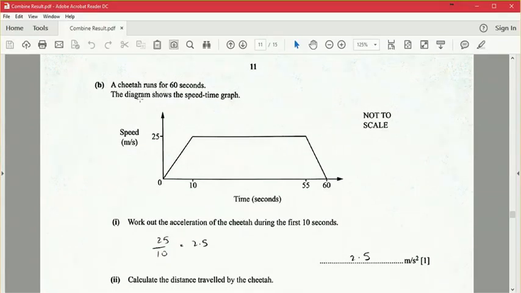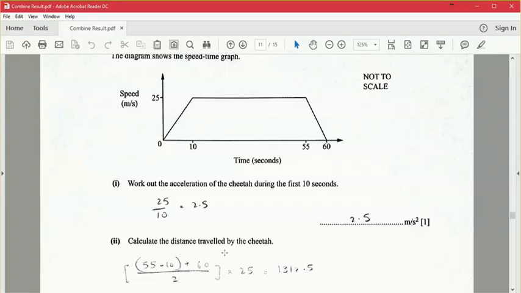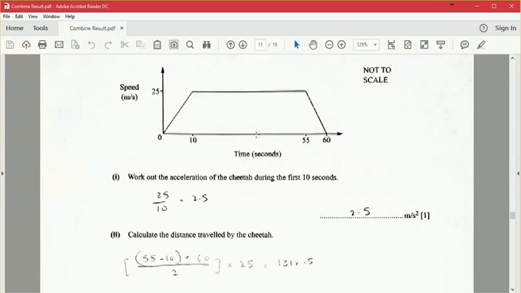Then for part B of question 7, it says a cheetah runs for 60 seconds, and this is a speed-time graph. Write out the acceleration during the first 10 seconds. For the first 10 seconds, we'll calculate the gradient, which is 25 over 10, 2.5. Calculate the distance traveled by the cheetah, which is the area under the curve.